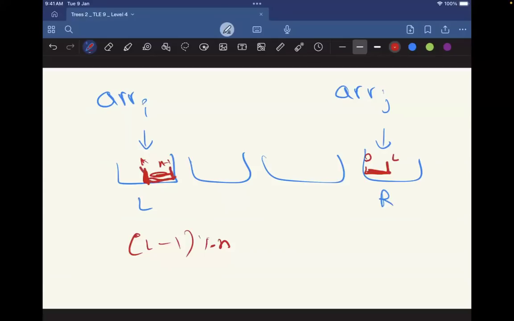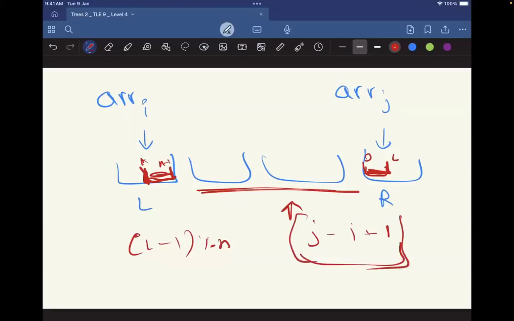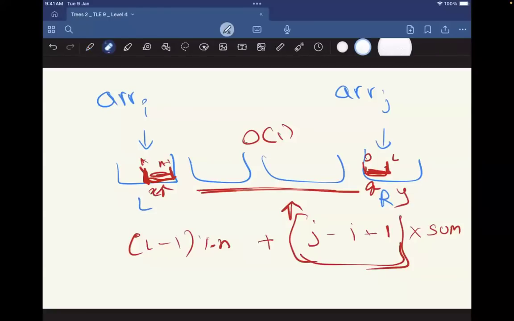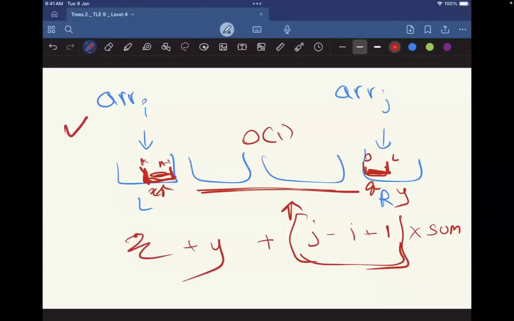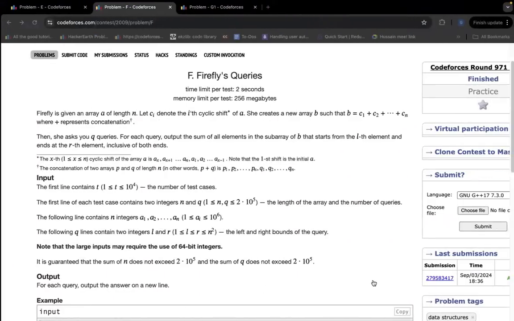This can be done very easily using prefix sums. I explained this. Now, how many elements are there in between? There are j minus I minus 1 arrays in between. So I can just multiply this by the sum, and I can know this sum and this sum in big O of 1 using prefix sums. So in general, let's say this sum is x and this sum is y. My total sum is j minus I minus 1 times the total sum of the array, plus x plus y. Is this clear for everyone?